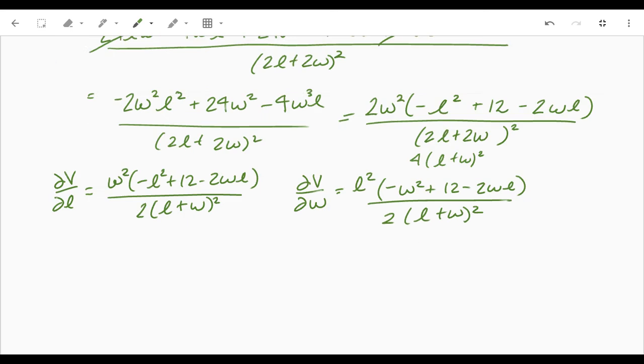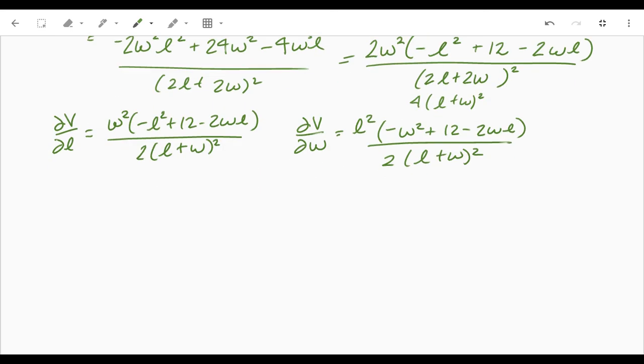Okay, and then remember we figure out what would make both of them 0. Obviously, if W were 0 or L were 0, that would work, but remember that's your trivial solution. That's going to give you the minimum volume. We want the maximum volume. Okay, so if we could do that, negative L squared plus 12 minus 2WL equals 0. So L squared plus 2WL equals 12.